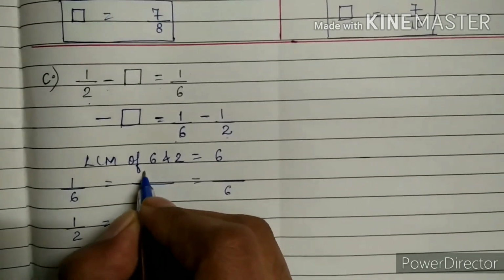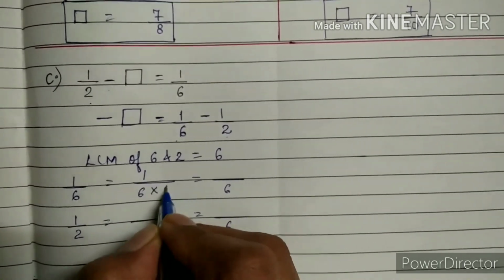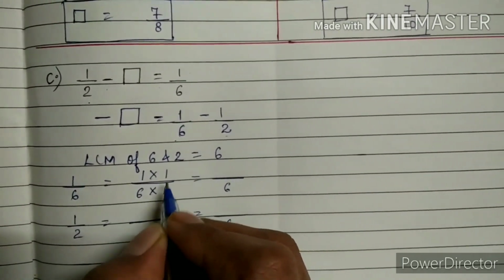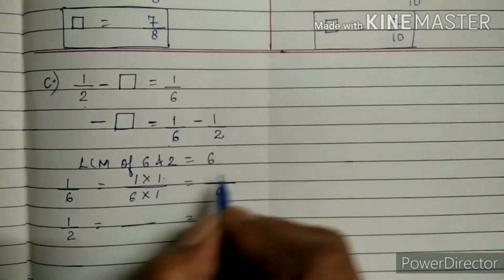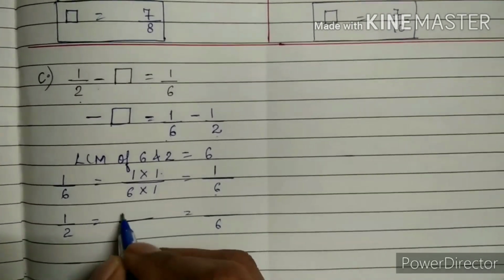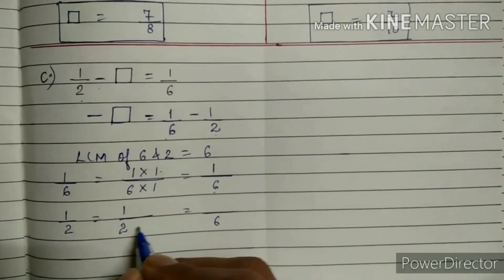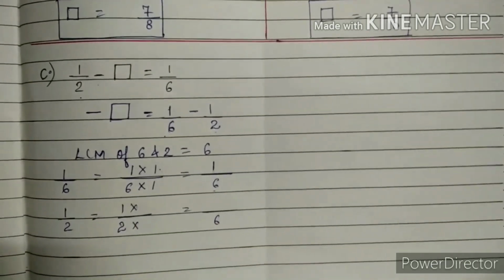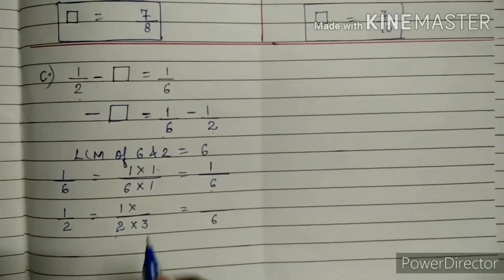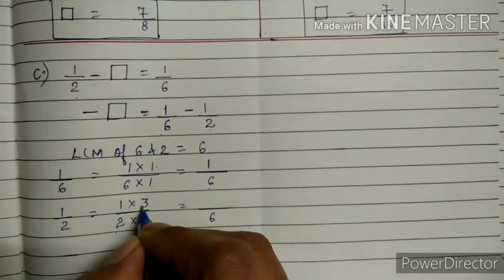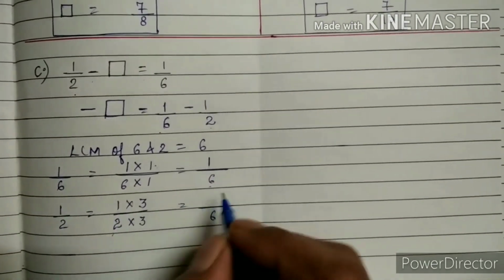In the first fraction we already have 6. That's why we are multiplying by 1 in the denominator and numerator both. So 6 1s are 6, 1 1 is 1. In the next fraction we have in the denominator 2. So in the table of 2, 6 comes 3 times. Same number will multiply in the numerator. So 1 3s are 3.